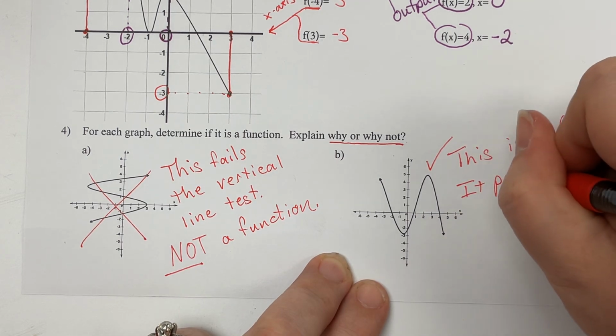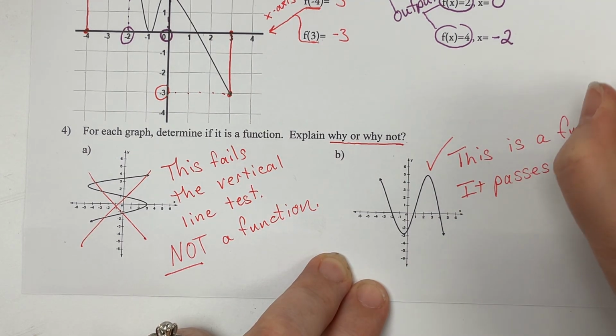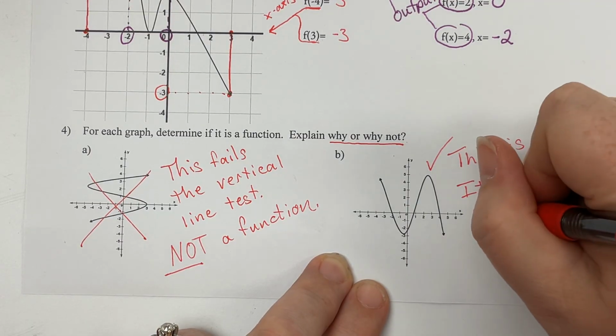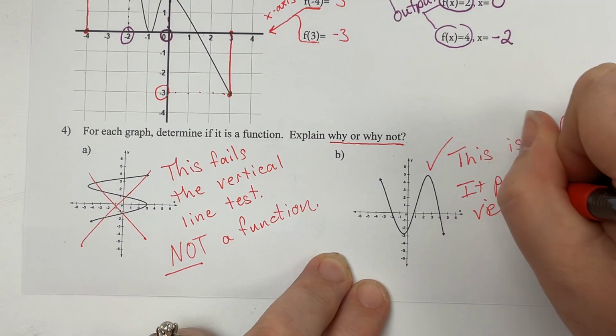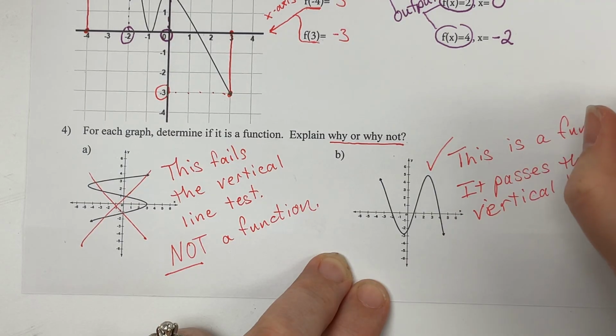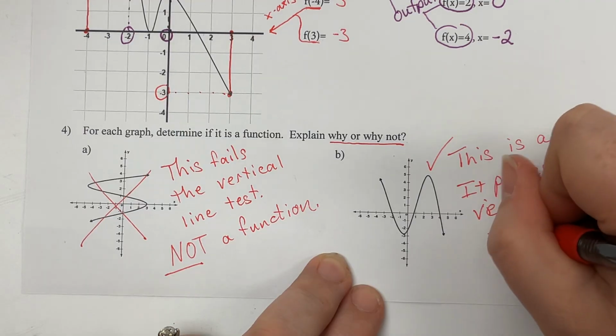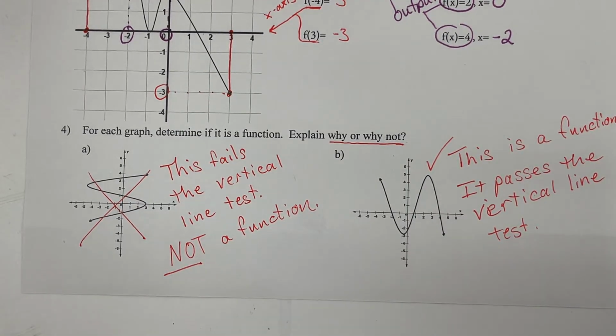It passes the vertical line test. That's not how you spell vertical. V-E-R. Teachers are not perfect, people. Okay, it passes the vertical line test. All right. That's all you have to do.